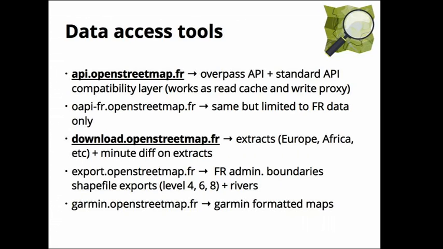So the coverage is not the whole planet. It's a selection of countries, but if you want additional countries added, it's not too complex for us to add them. And we have the resources, I think, for that. It's no big problem. Export is another tool to export administrative boundaries in shape files and things like that, rivers.